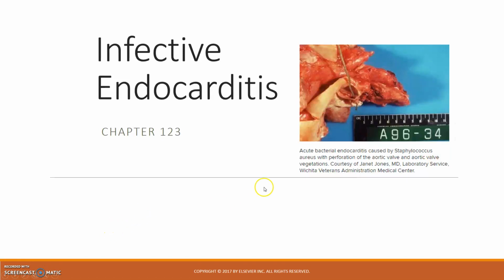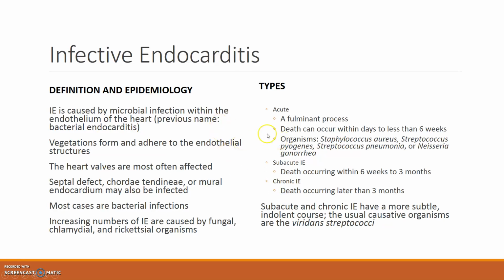Let's discuss infective endocarditis. Infective endocarditis is caused by microbial infection within the endothelium of the heart and is generally bacterial. It was previously called bacterial endocarditis. Vegetations form and adhere to the endothelial structures. The heart valves are most often affected.